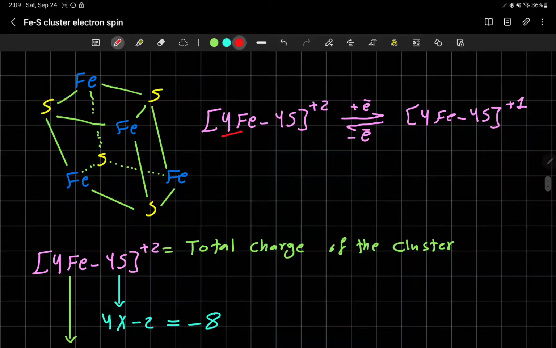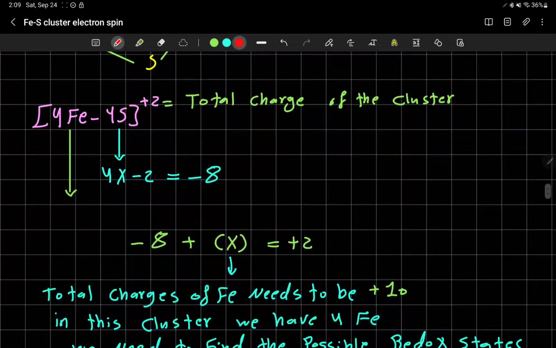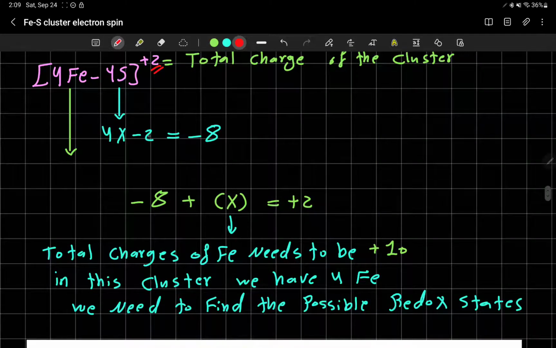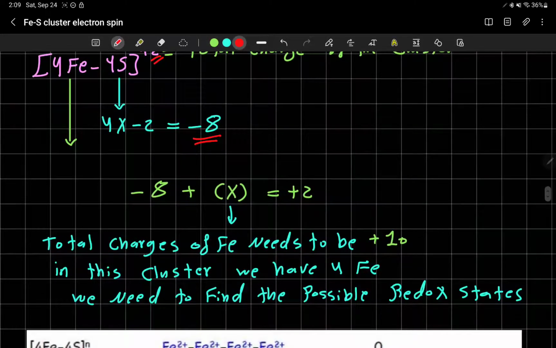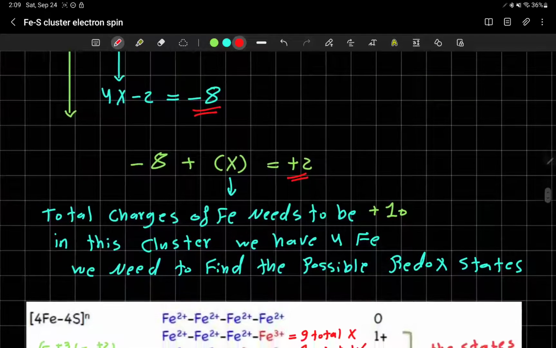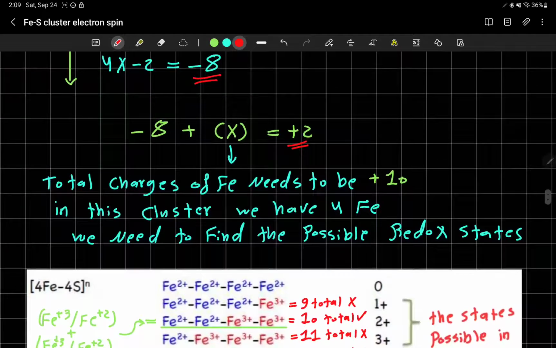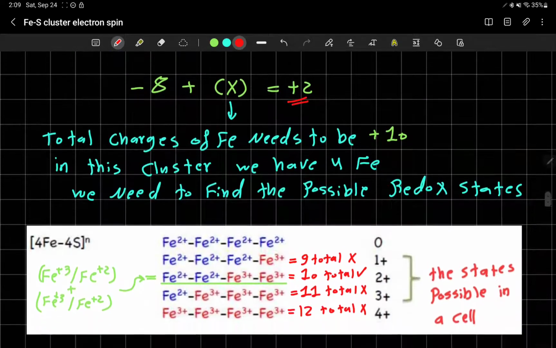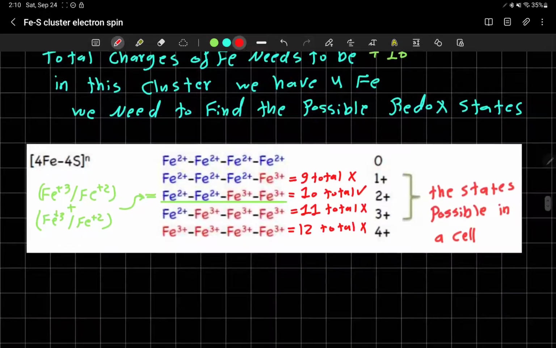I want to give a second example quickly. This is a cluster of 4 irons, 4 sulfurs, and the charge here is +2. And the second charge here, after gaining an electron, will be +1 for the same cluster. So here we go again, very quickly. The total charge of the cluster is +2, as we've seen. Again, we have here 4 sulfurs, each contributing -2 charge, which gives us -8 here. And to have a total charge of +2, how many do we need for the iron? We will need 10 charges, because +10 minus 8 gives +2. And continuing, the total charge needs to be 10.